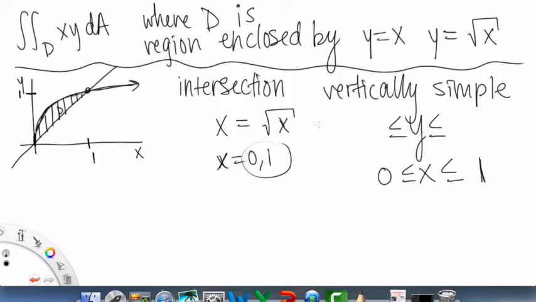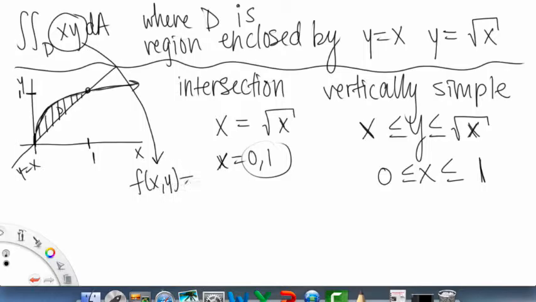And y, let's find out what it is. What's its lower bound? The curve bounding it on the bottom is y equals x. So our function of x is just x. And on the top, the curve bounding it above is square root of x. So this is what that's going to look like when we set it up as a vertically simple domain. Now we have all the information we need. Oh, and we know that our f of xy is x times y. So now we're ready.